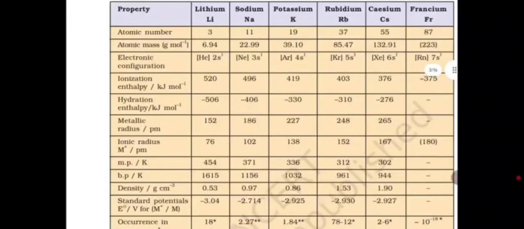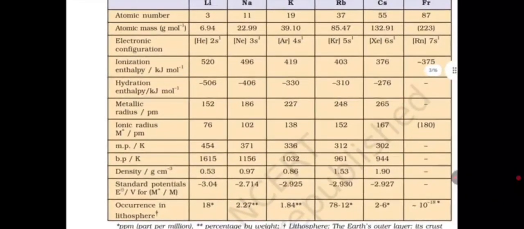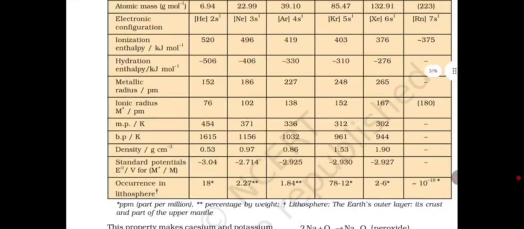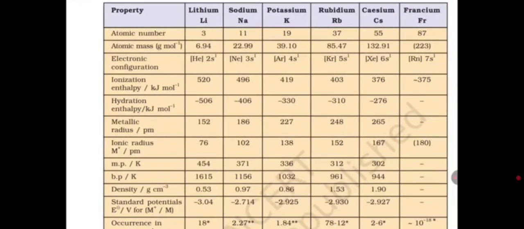Next, if we talk about sodium, its atomic number is 11, atomic mass is 22.99, electronic configuration is neon 3s1, ionization enthalpy is 496 kilojoule per mole, hydration enthalpy is minus 406 kilojoule per mole, metallic radius in picometer is 186, ionic radius in picometer is 102, melting point is 371 Kelvin, boiling point is 1156 Kelvin, density in gram per centimeter cube is 0.97, standard potential is minus 2.714, occurrence in lithosphere is 2.27.